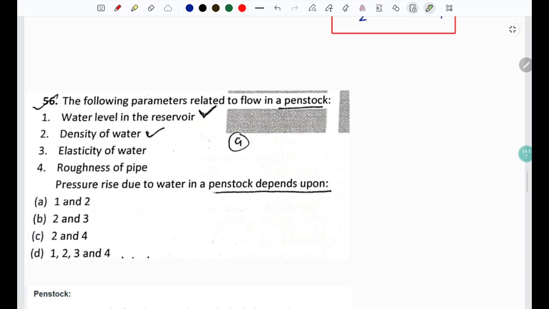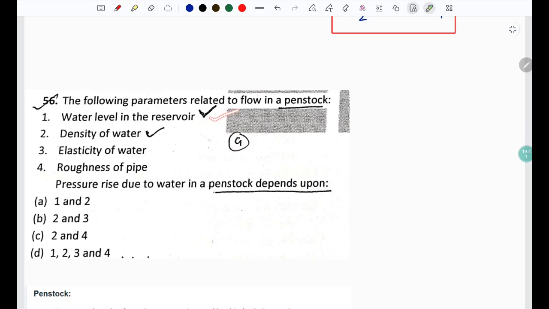Now we understood what a penstock is and what it has to do, but this question asked us which parameters are related to flow in a penstock. It then asks what the pressure rise due to the water in a penstock depends upon. Now the pressure rise in any fluid pipe will increase only when there is a stoppage or water hammer comes into the picture. And when the water hammer is involved, these two terms, that is the density of the water and the elasticity of the water, come in very handy because they directly influence the pressure increase.